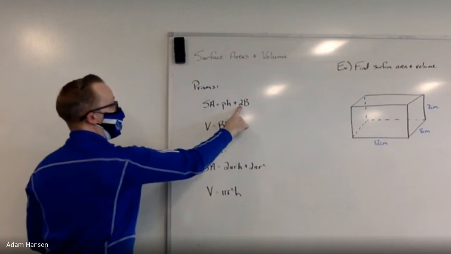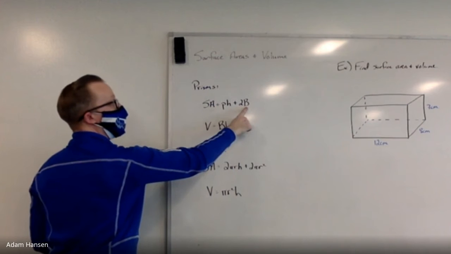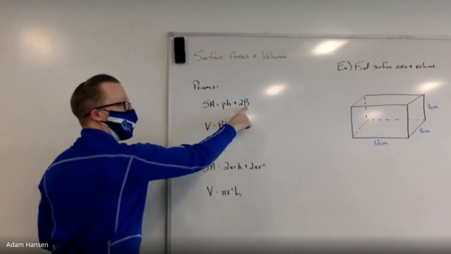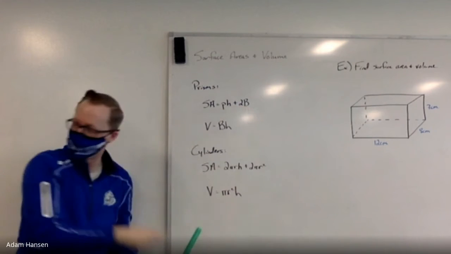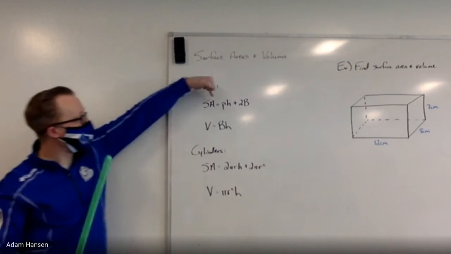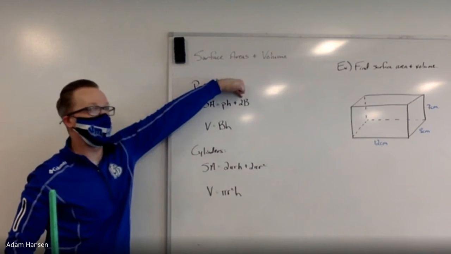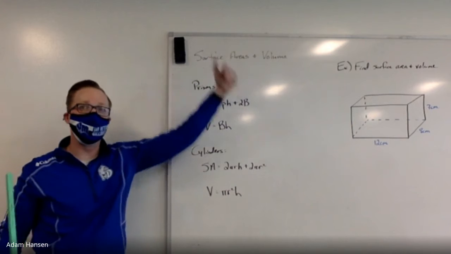I then add on 2 times capital B. B represents the area of the base. Why is it 2B? 2 bases. This part tells you the area of all the rectangles around the prism. This part tells you the area of both of the 2 bases. Add them up, there's your total surface area.